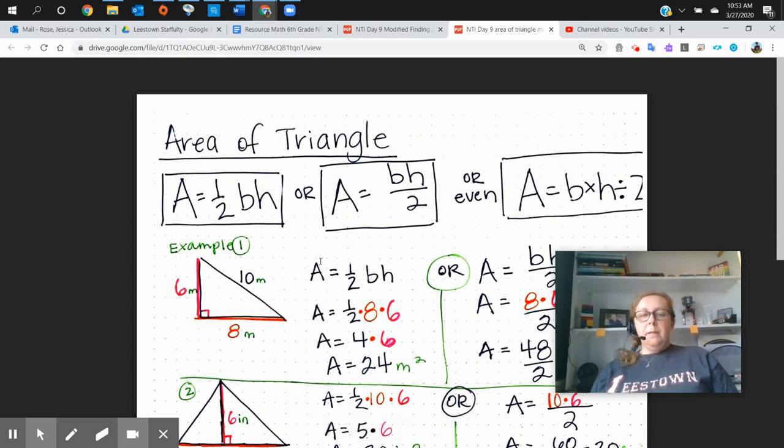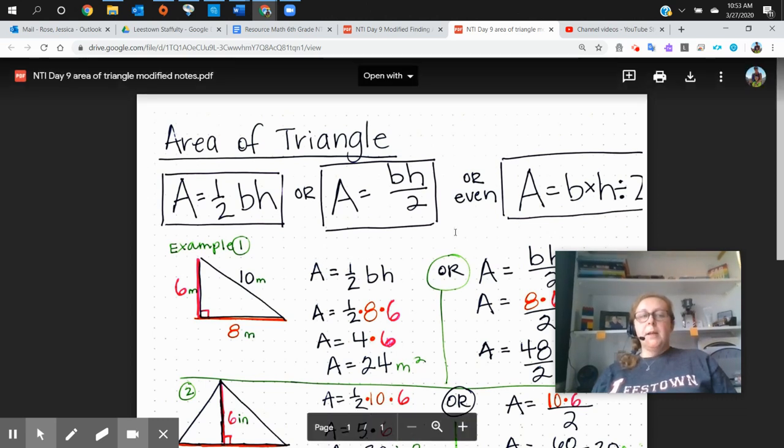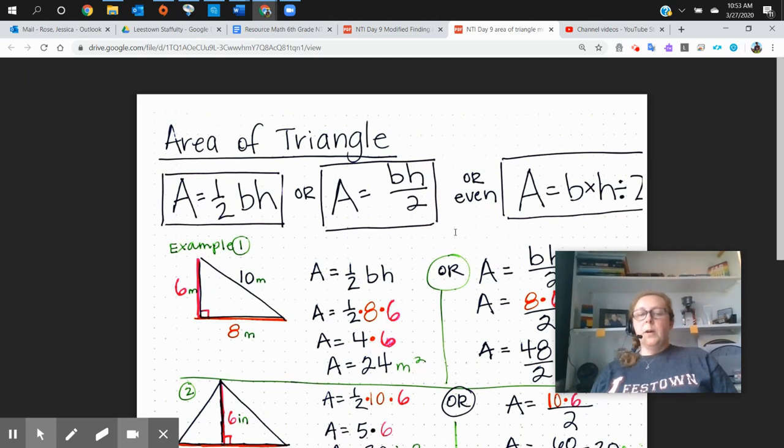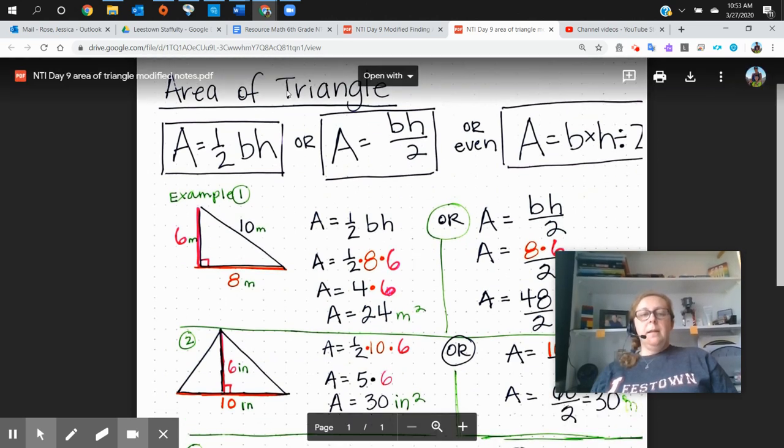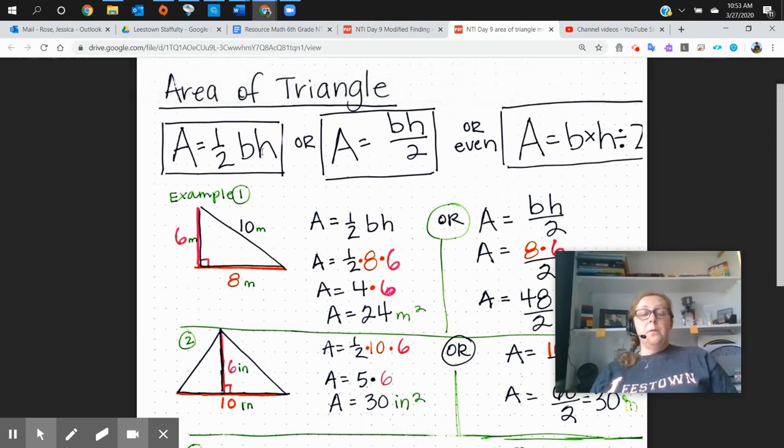Now, this NTI Day actually has two different worksheets. I think Miss Barnes drew up these notes for you to look at, so you can see across the top here. These are the area of the triangle formulas. She wrote them in three different ways.